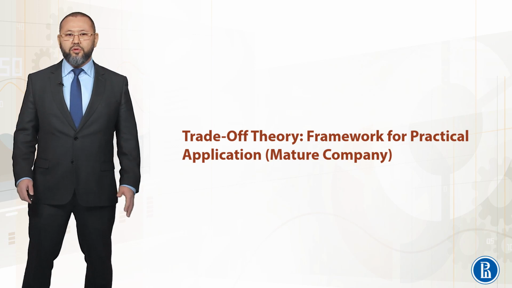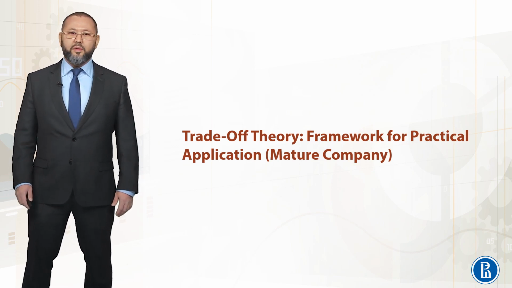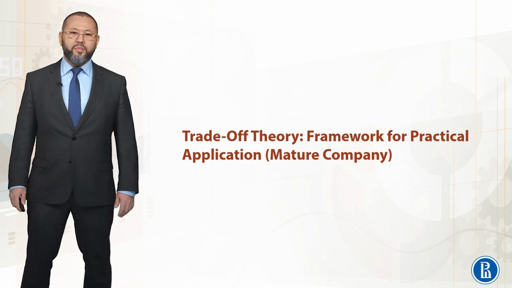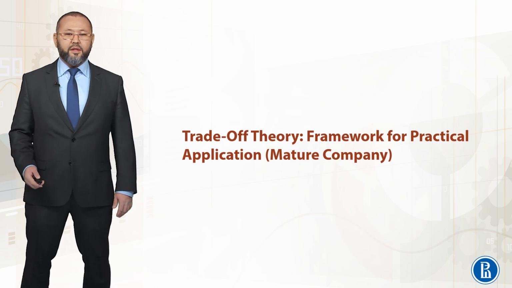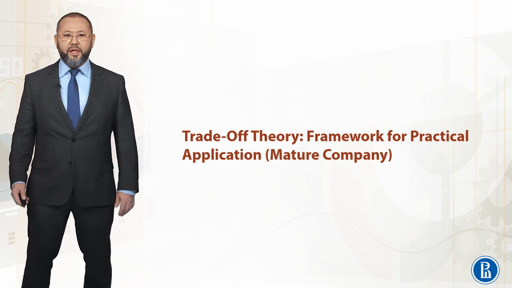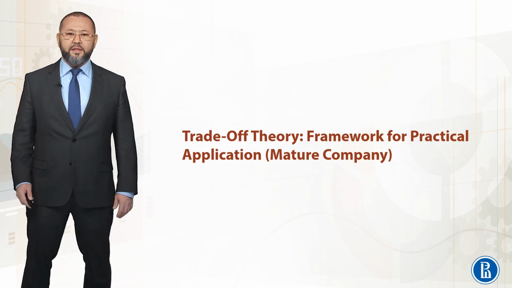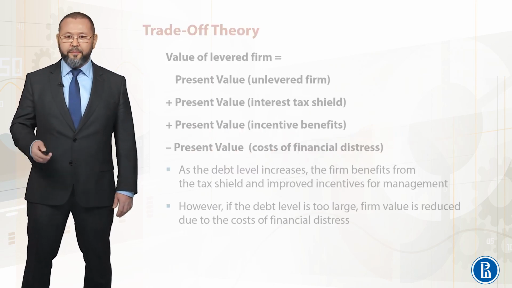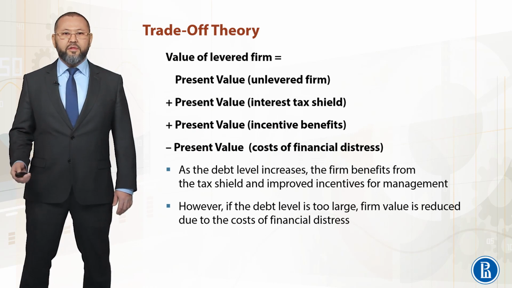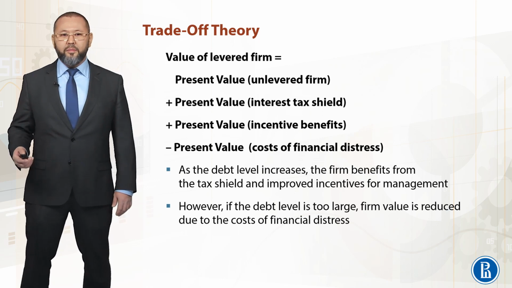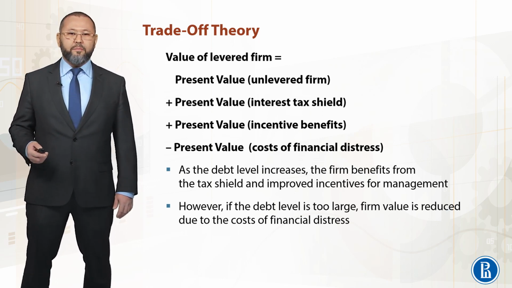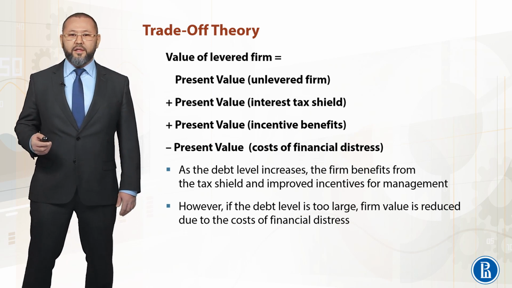So we looked at the profile of the company, we compared the financial ratios with the peer group. Now it's time for trade-off theory, and here I will show you the framework for practical application of trade-off analysis for this mature company. Okay, the value of a levered firm is the sum of the present value of the unlevered firm, the present value of the interest tax shield, the present value of incentive benefits of debt, minus the present value of costs of financial distress.